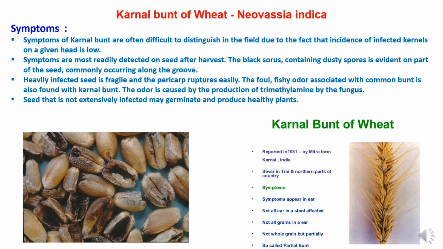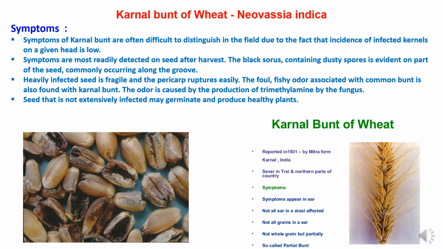The black sorus containing dusty spores is evident on part of the seed, commonly occurring along the groove. Heavily infected seed is fragile and the pericarp ruptures easily. The foul, fishy odor associated with common bunt is also found with kernel bunt. The odor is caused by the production of trimethylamine by the fungus. Seed that is not extensively infected may germinate and produce healthy plants.